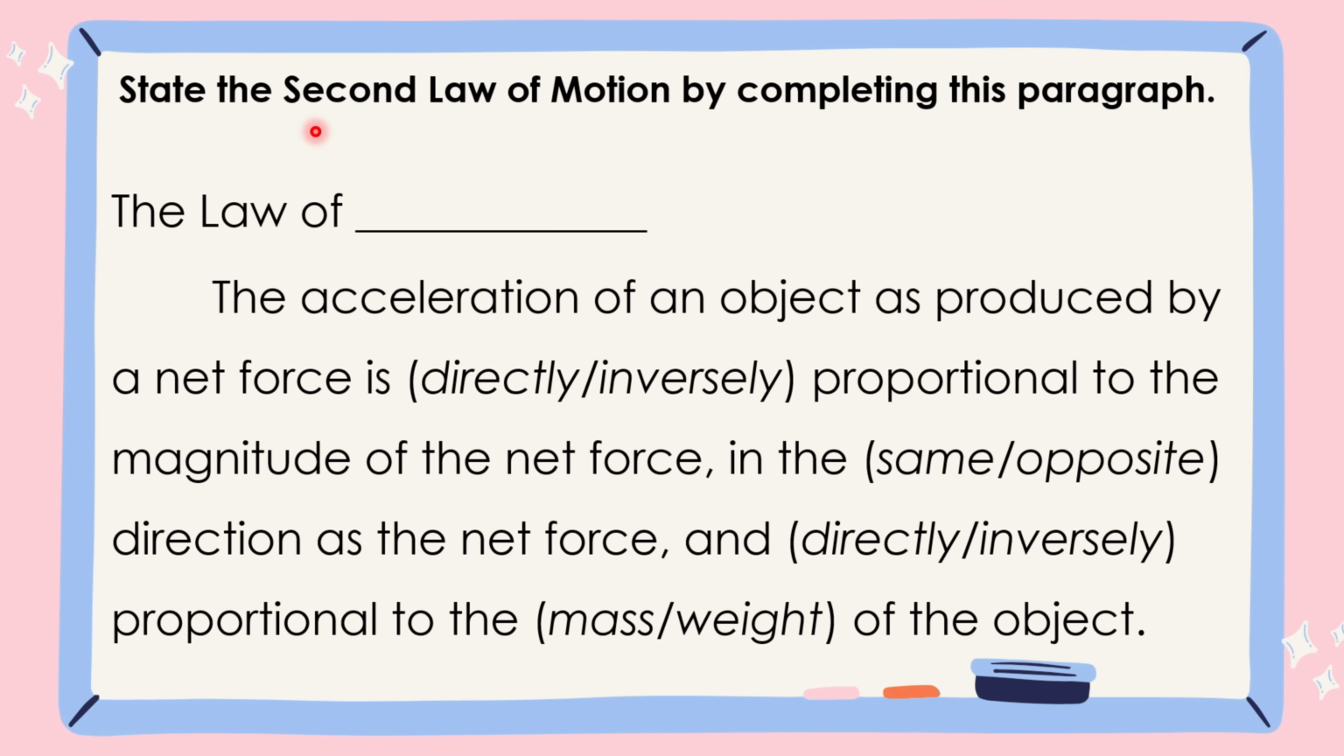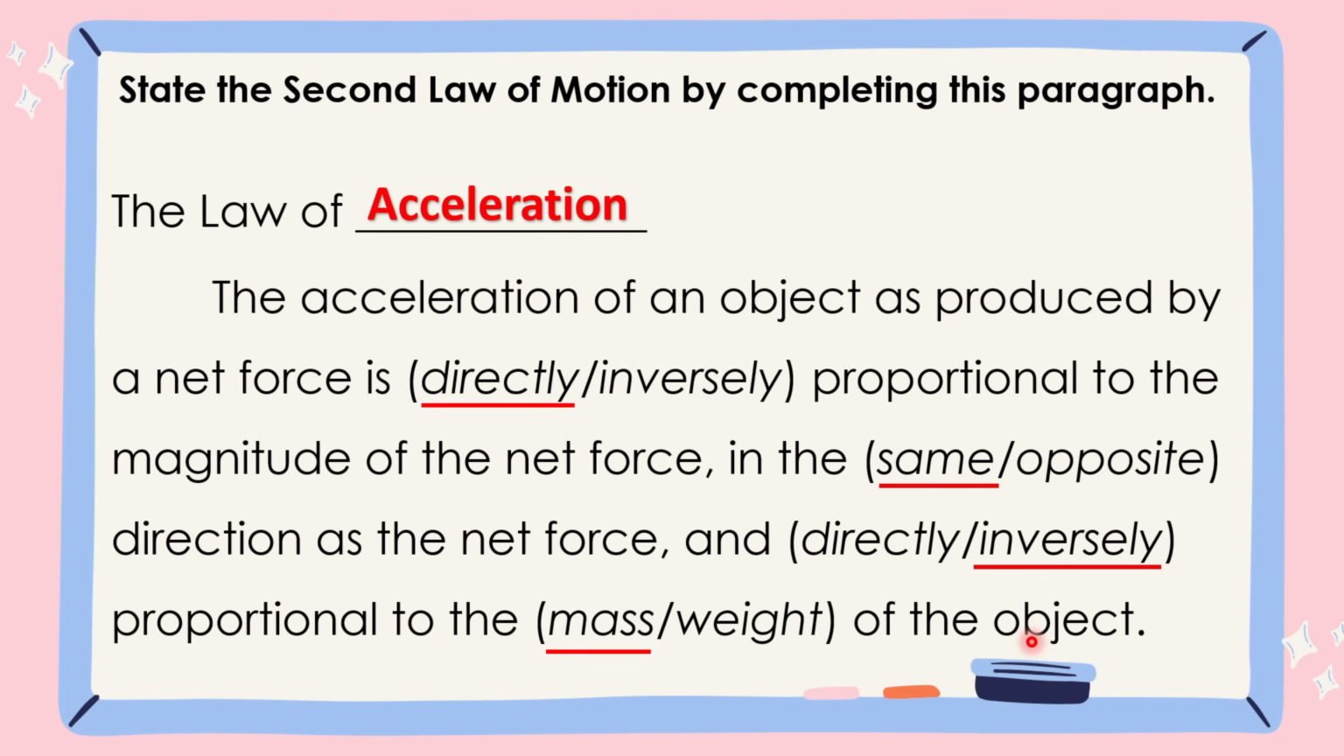So, let us start. The law of acceleration: the acceleration of an object as produced by a net force is directly proportional to the magnitude of the net force, in the same direction as the net force, and inversely proportional to the mass of the object. That is the second law of motion.